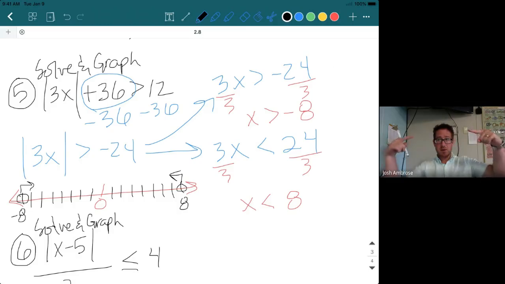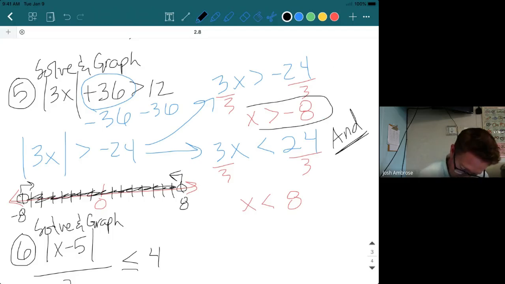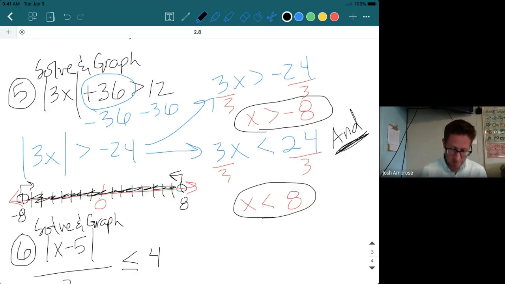Notice these guys are going towards each other. So we will bold in the whole thing in between. And what is the word that goes in between them if they go towards each other? The word and. So we will have the word and. We have a solution here. And we have our graph.